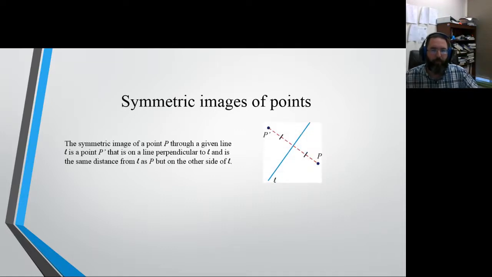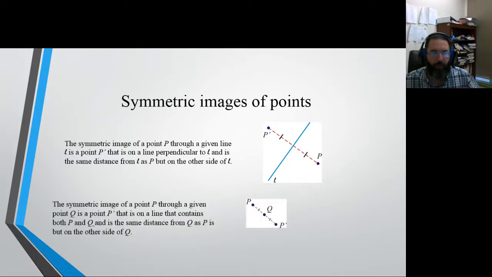The symmetric image of a point P through a given line L is a point P' that is on a line perpendicular to L, containing both P and P', and is the same distance from L as P, but on the other side of L. So here we have the line L, and we've got P on one side and P'. This dotted line here is perpendicular to L, and this hash mark and this hash mark are denoting that this distance here is the same as this distance here. So they're equally distant either side of L, both on a line that's perpendicular to L. So they're mirror images of each other through the line L.